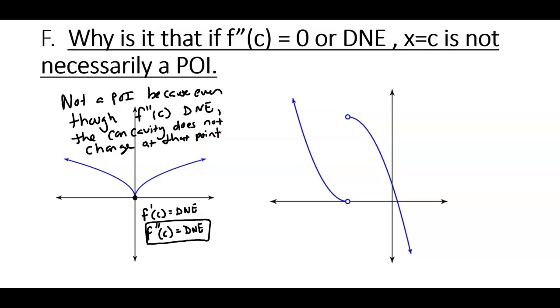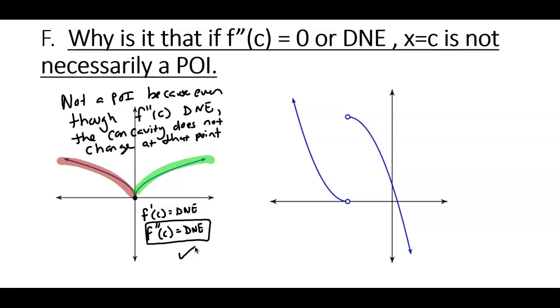Okay, so take a look at this graph here. To the left, it's concave down. But look on the right. The right is also concave down. It went from concave down to concave down. That is not a point of inflection. So that's one situation where even though the second derivative does not exist, it's still not a point of inflection.